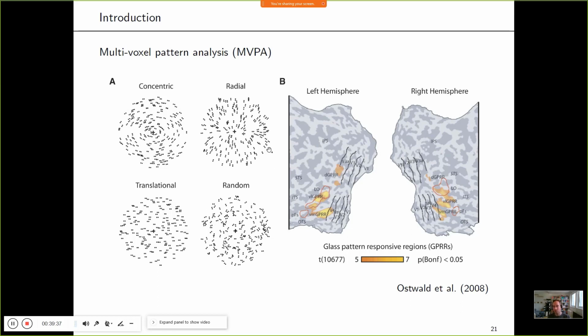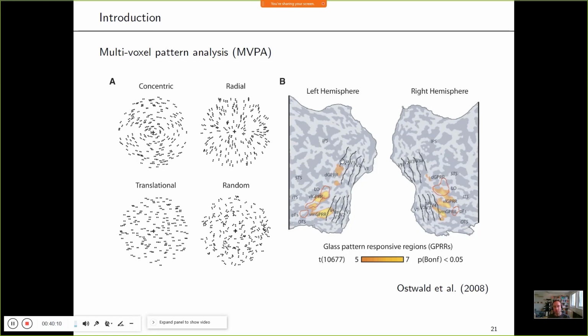We presented these to participants in the fMRI scanner, and then we mapped out their visual cortex. Here you see a flattened cortical surface, and you see borders between the visual areas, V1, V2, V3, V3A. Then you see LO, the lateral occipital complex, which is typically associated with object processing. You see some areas that are activated by these Glass patterns, which I call Glass pattern responsive regions. And this is the other hemisphere.